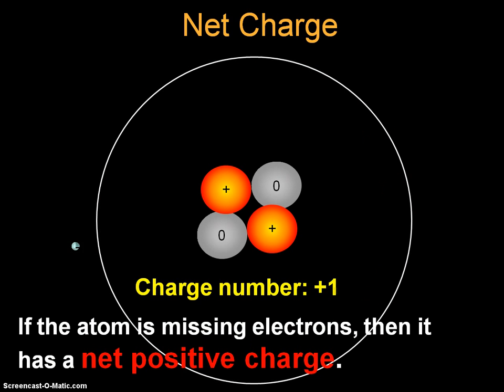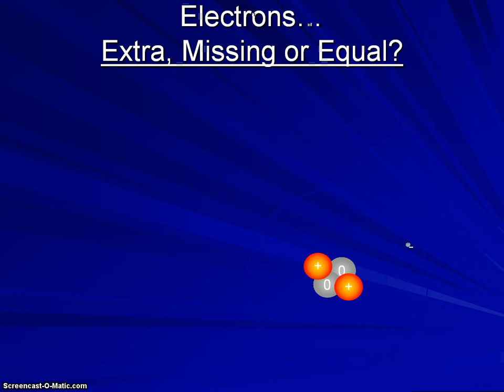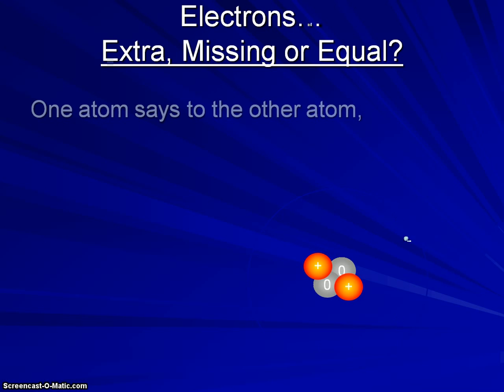Helium atom, 1 electron, so it has a net positive charge. So in this case, I'm missing electrons. And the charge number we would say is +1. Electrons: extra, missing, or equal.